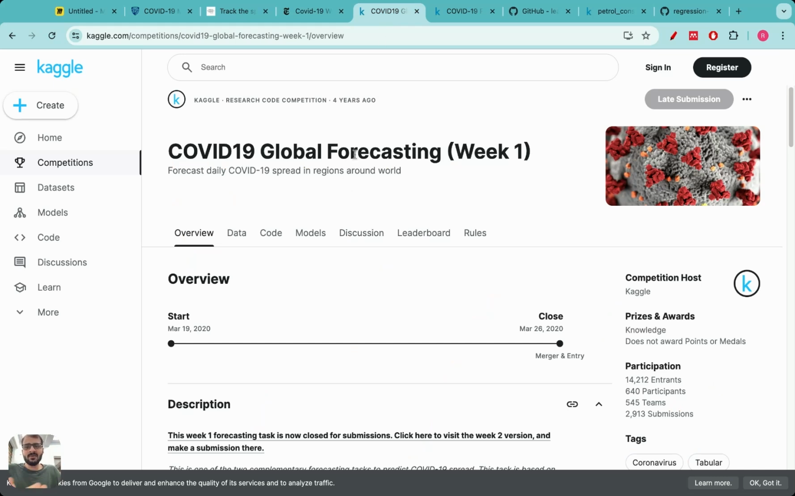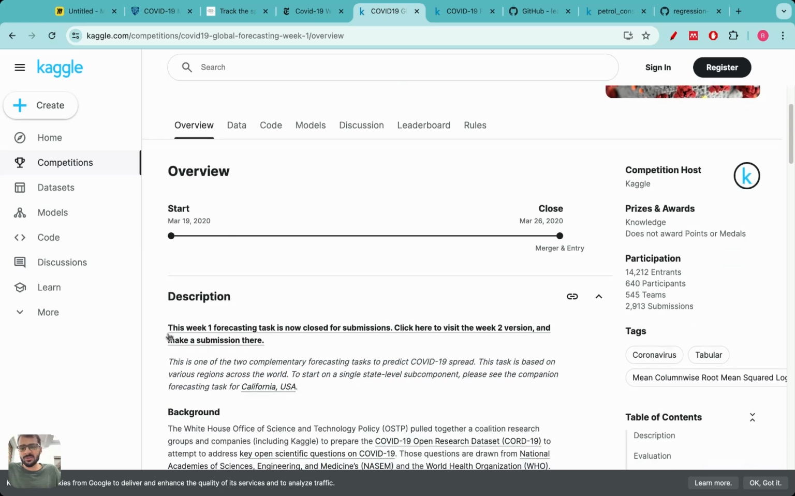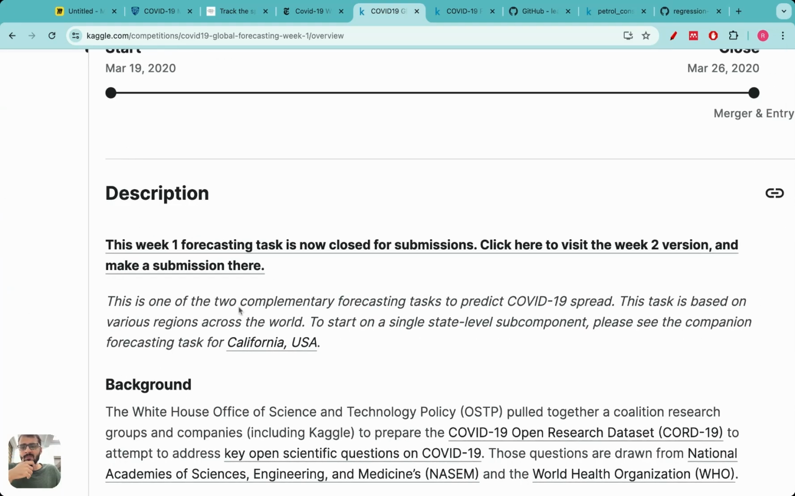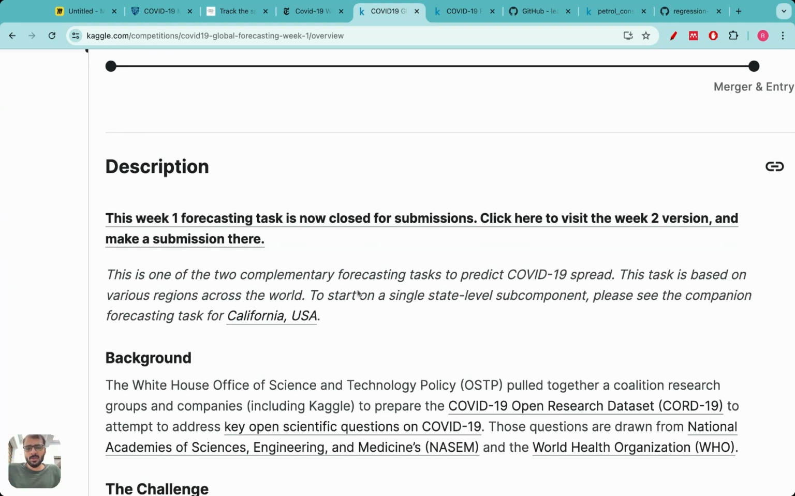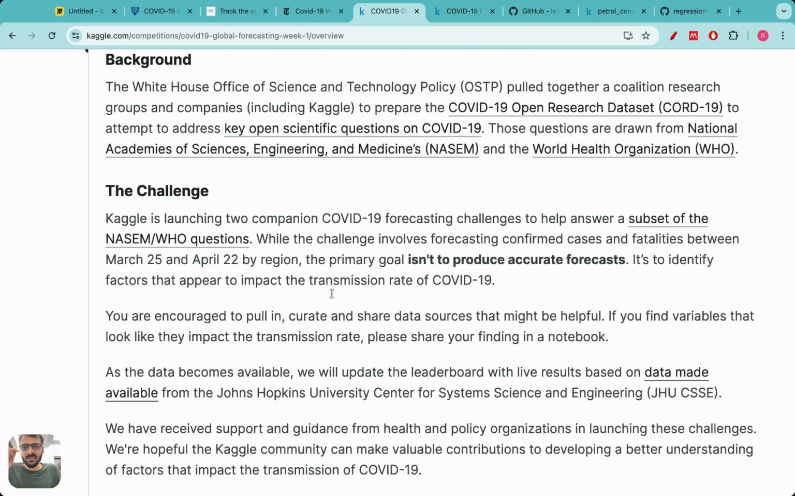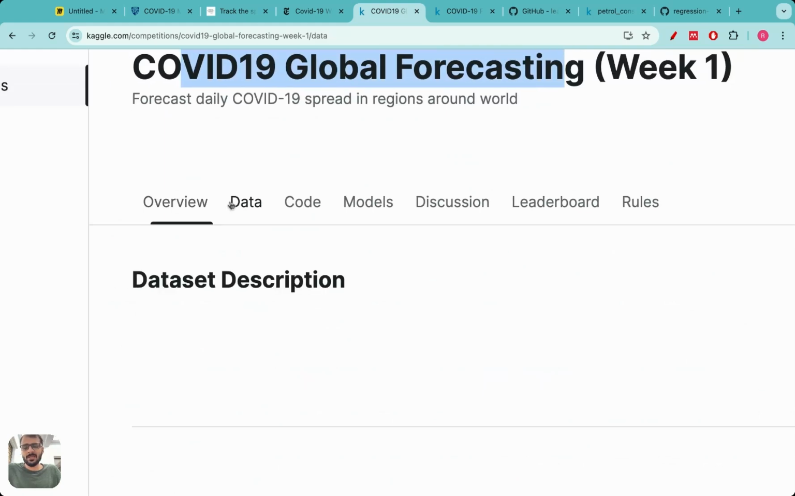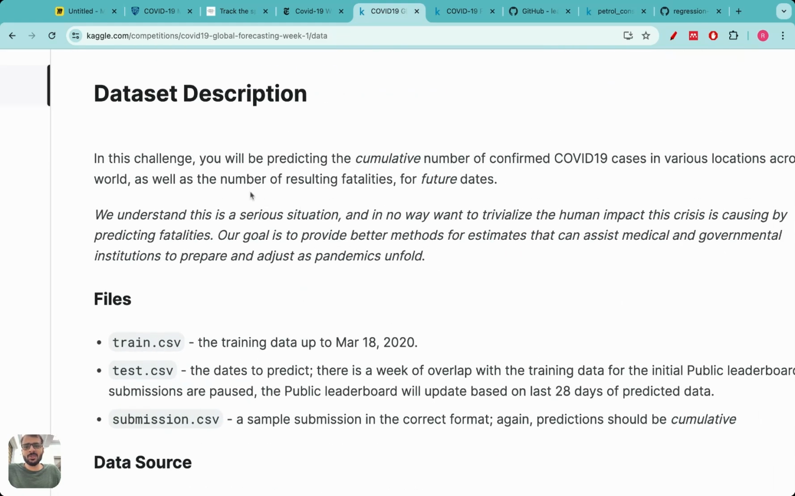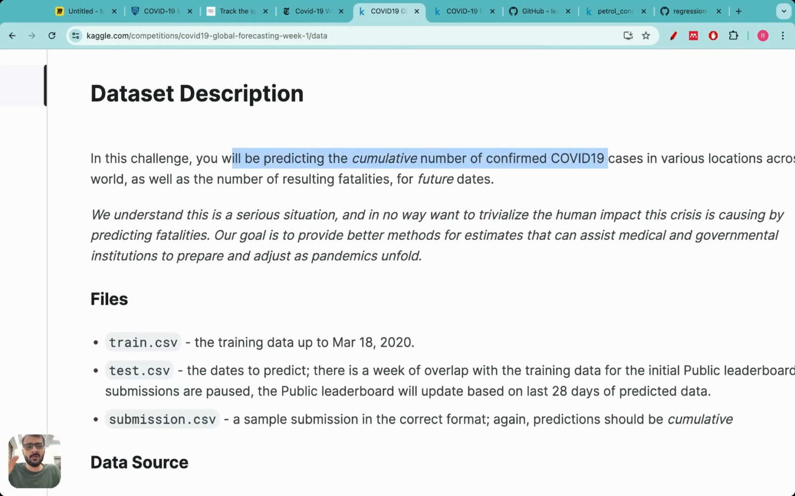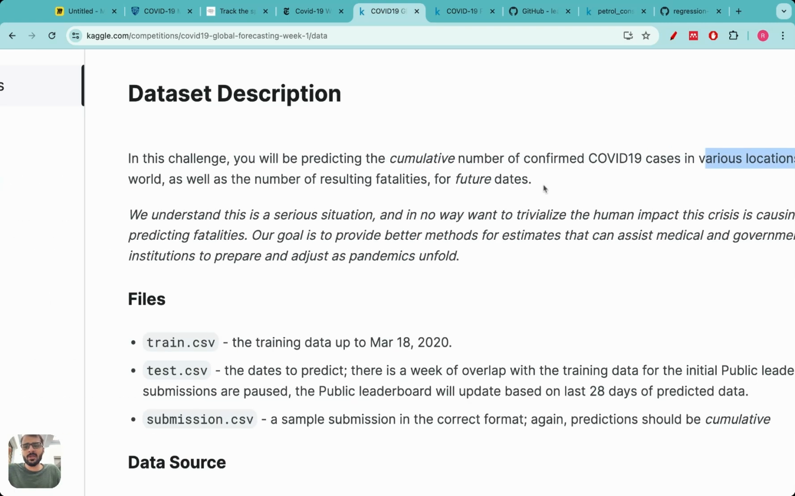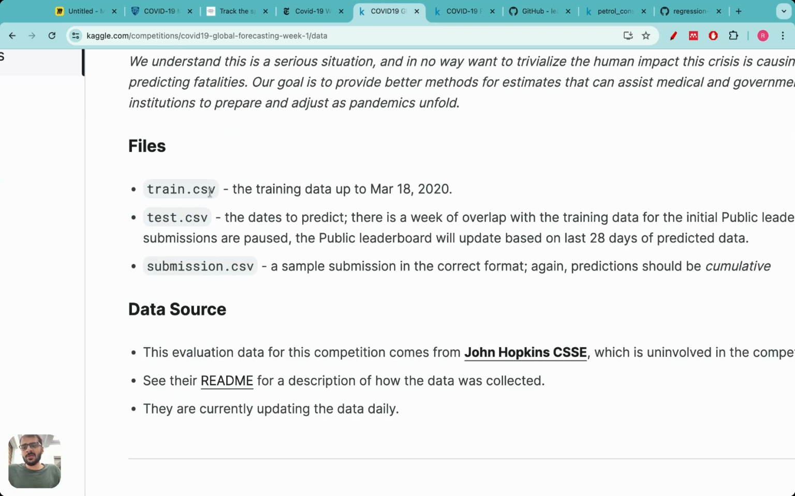So Kaggle started having these challenges during the COVID time. So here you can see the COVID-19 global forecasting challenge, and so many people submitted their solutions. If you look at the challenge itself, this was a forecasting task essentially. The challenge was to predict the infected cases as a function of time. So if you look at the data over here, you will be predicting the cumulative number of confirmed COVID-19 cases in various locations across the world. They have the training data, they have the testing data, and you have to submit your solution.